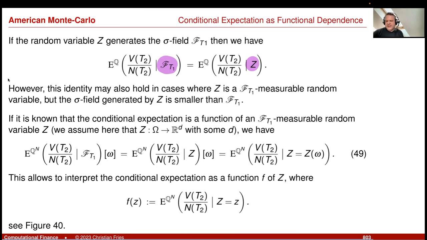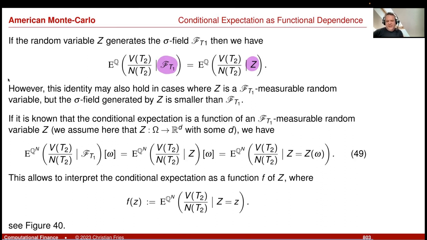For our little example of the Bermudan option with a European underlying, we know that the conditional expectation just depends on the initial value. It's just the stock at time T1 that is relevant and not how we reach this point. So it's a single random variable S(T1) on which we could condition.